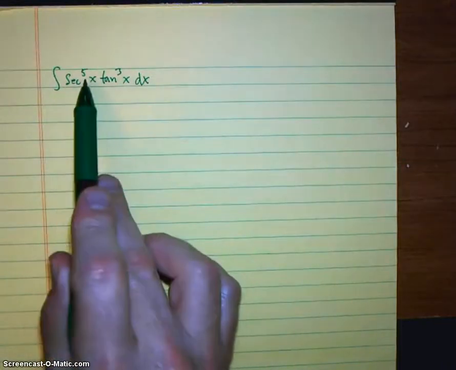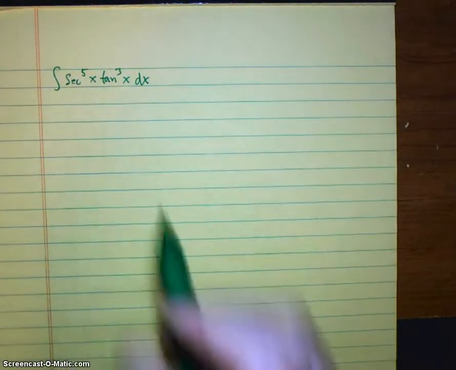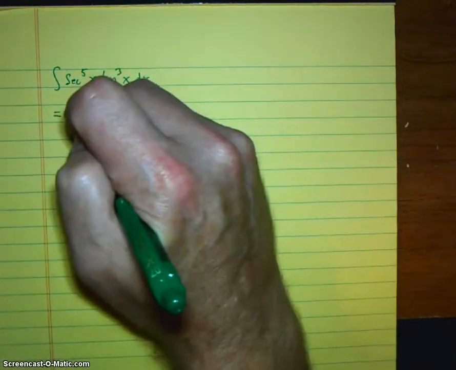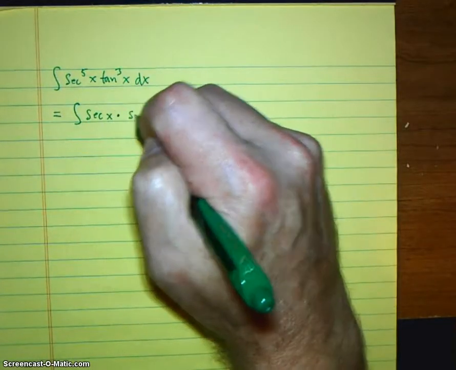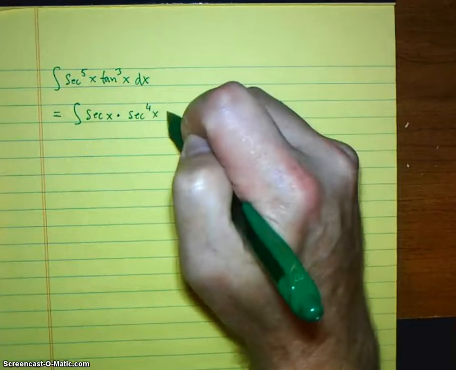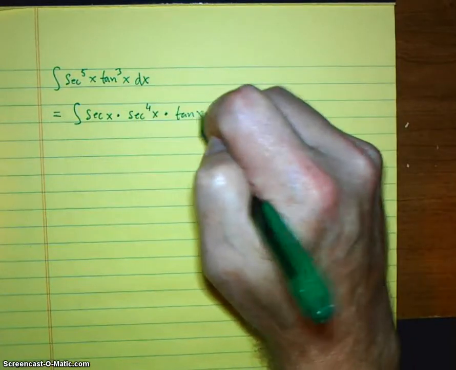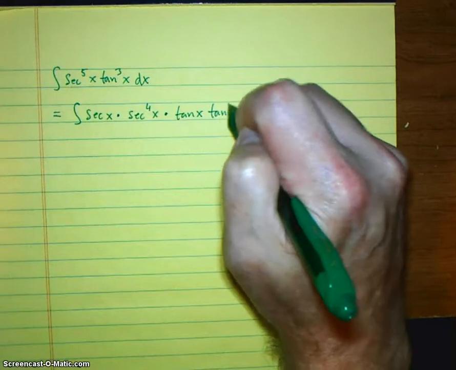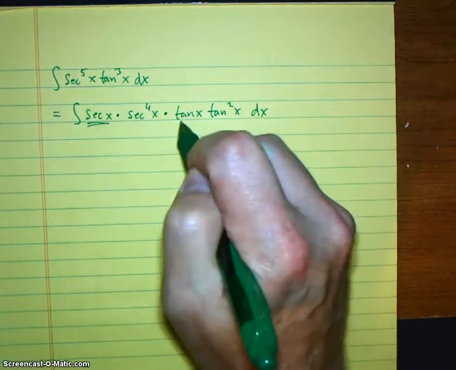Alright, now let's look at one where tangent has an odd power. So you can see secant has an odd power. That doesn't help us. Tangent has an odd power. So what we do in this case is we save a secant. So we're going to have secant x times secant to the fourth x. And we're going to save a tangent. So we're going to have tangent x, tangent squared x, dx. And these are the two that are really important to us.